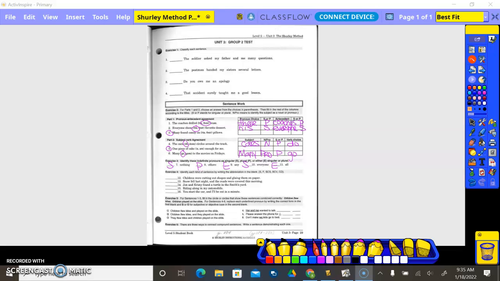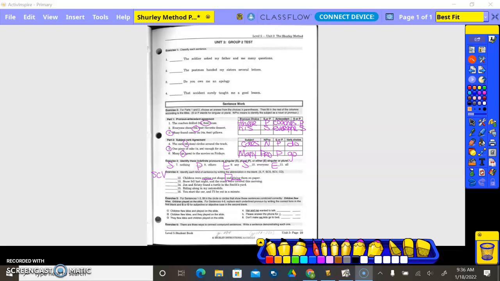Okay, we haven't done these for a while, but we do know how to do them. Exercise 4 is identify each kind of sentence by writing an abbreviation in the blank. Children were cutting out shapes and gluing them on paper. So we have the word and, right? Do we have any kind of punctuation around it? No, so that means it's what kind of sentence? It's connecting two things. What? Cutting and gluing. So is that subjects or verbs? Verbs, right? So sentence with a compound verb.